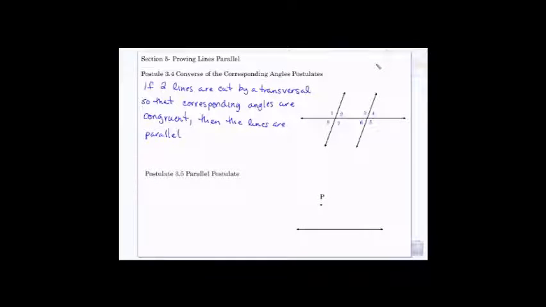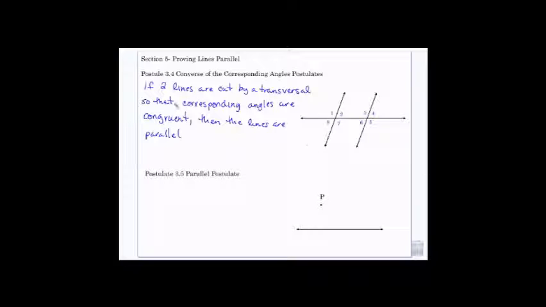If you remember, when you have a converse, the converse flips the first and the second part of the statement. So the if becomes the then and the then becomes the if. We had the corresponding angles postulate, which told us that if you had two parallel lines cut by a transversal, then the corresponding angles are congruent. What we have now is, if you have two lines that are cut by a transversal and the corresponding angles are congruent, then the lines have to be parallel. So before, parallel lines gave us congruent angles, now congruent angles give us parallel lines. It's just going in the opposite direction.